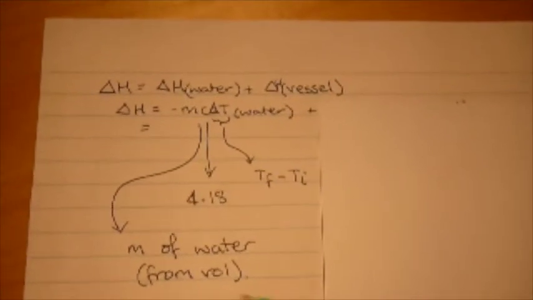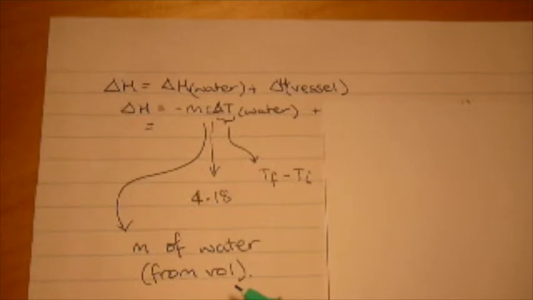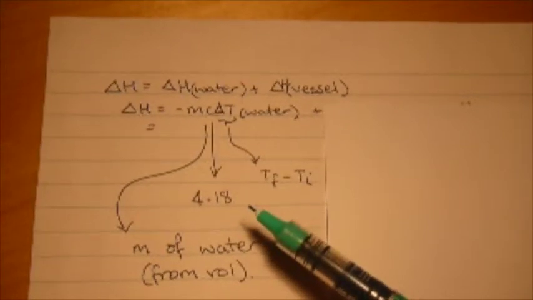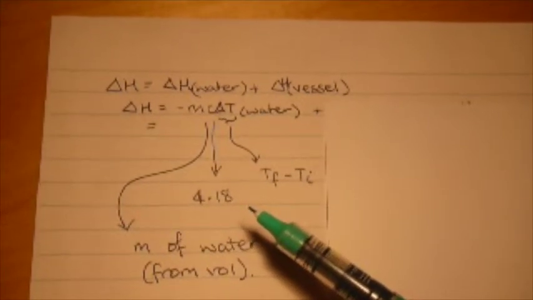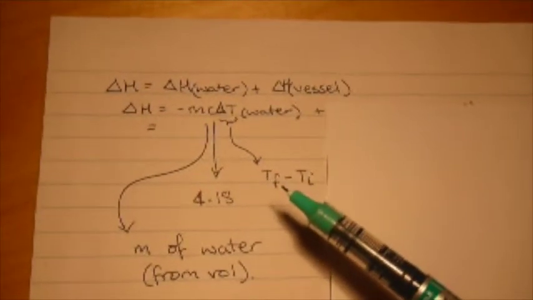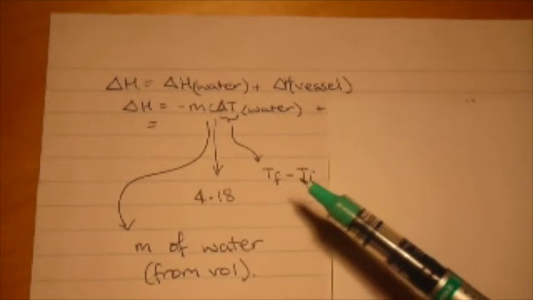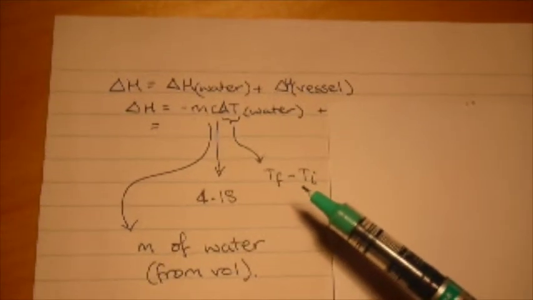Okay, we use the mass of water from the volume that we put into the can. We use 4.18 joules per gram per Kelvin, and we use temperature final minus temperature initial. Okay, so you measured that and write that down in your results table.